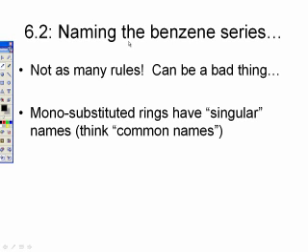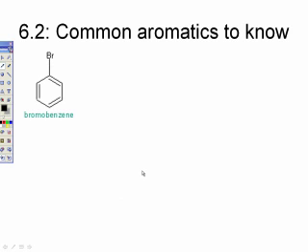If you have a mono-substituted benzene ring, that means just one substituent on there. So instead of a hydrogen, you have something else like a methyl group or something like that. A lot of those have what are called singular names, which are kind of like common names. So I don't want you to know all the singular names because there's a ton, but there are some singular ones that I want you to know. So those of you who are not here today, I had a worksheet or a handout that has these on there. We're just going to write in the names.